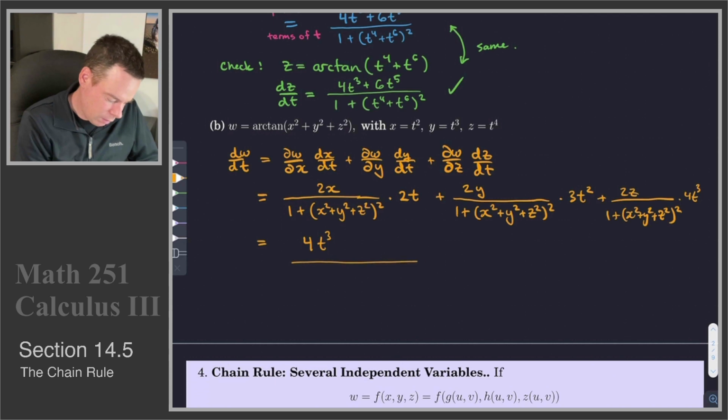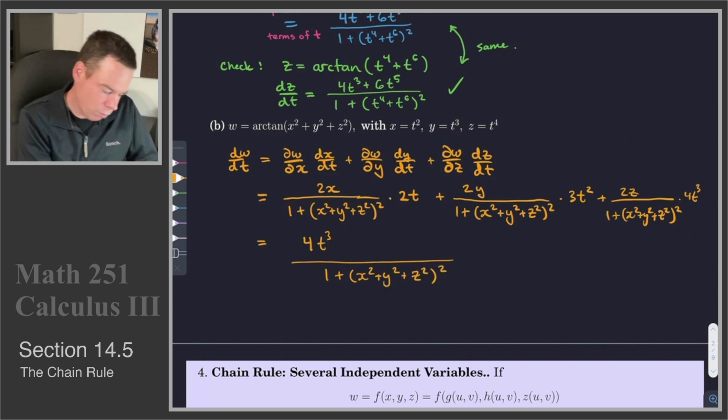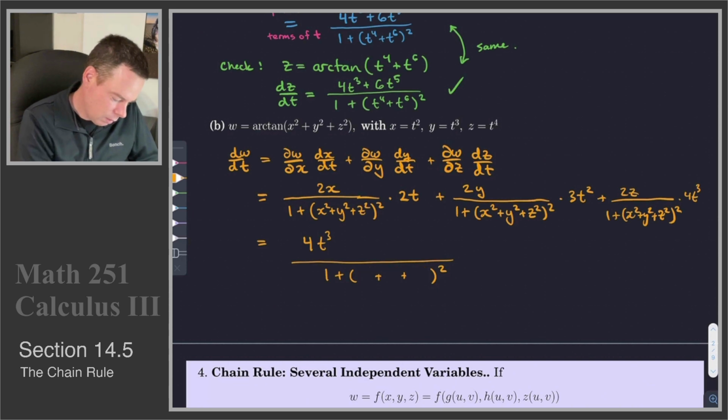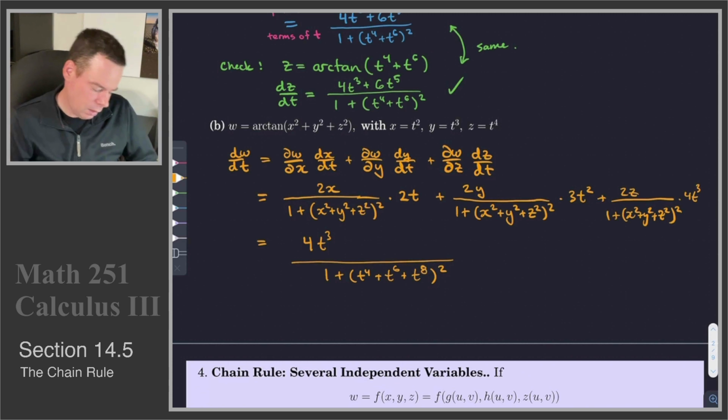And every denominator is the same, so we might as well just write over that common denominator: (x squared plus y squared plus z squared) squared. Oh, and I wanted those in terms of t. So let's write those in terms of t. I got an x squared, which is a t to the fourth, a y squared, which is a t to the sixth, and a z squared, which is a t to the eighth.